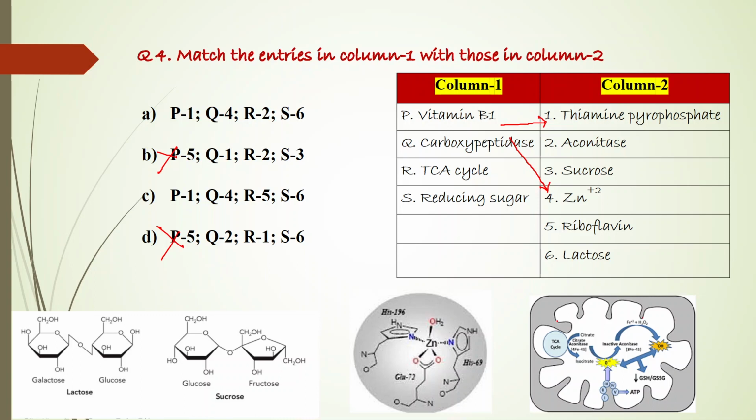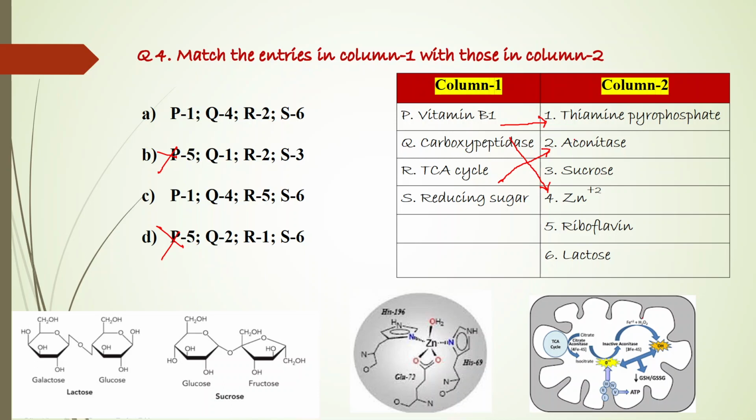In this TCA cycle, what happens is the conversion of citrate to isocitrate, and that is governed by aconitase. Sorry for that misspelling. So this citrate to isocitrate conversion through aconitase happens in the TCA cycle. So our TCA cycle will match with option number 2 in column 2.